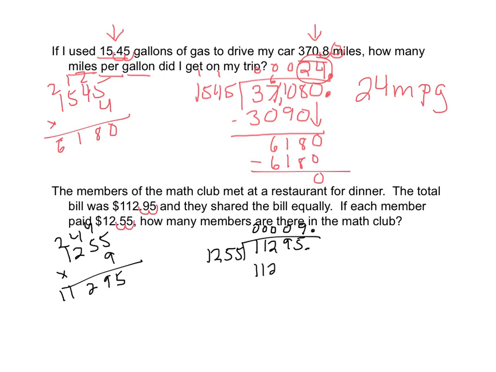Oh, that's a really good guess. I have 0 left over. No decimal point, which in this case makes sense because we're looking at how many members are in the club and you have to have a whole number of members. So there would be 9 members in the math club.